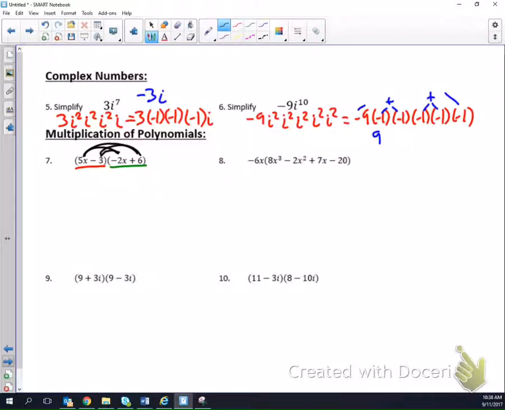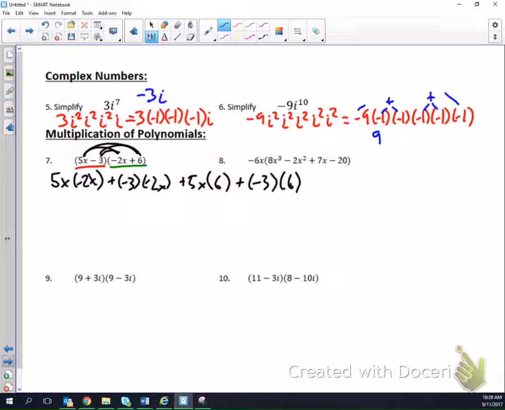Everything in our first parentheses needs to be multiplied by everything in our second parentheses. Now, I could do this the long way, and I could show, all right, so I need to have a 5x with the negative 2x, and then a negative 3 with a negative 2x, and then doing it with the 6, and then plus a 5x with the 6. And then finally the negative 3 with the 6.